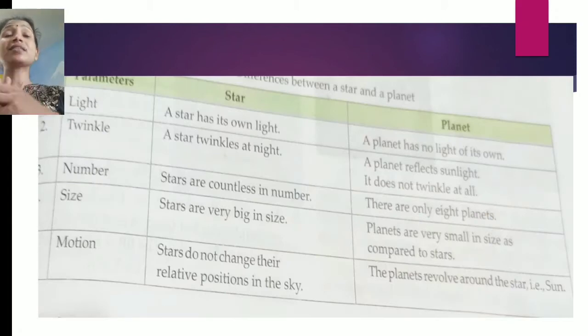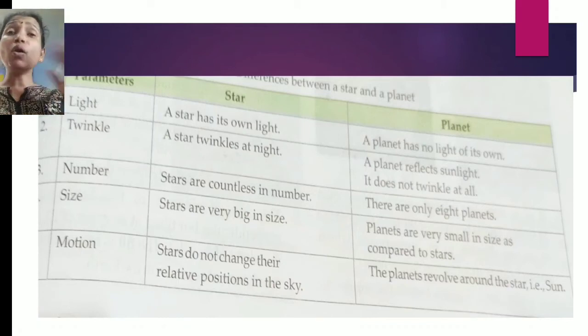Now we will discuss the difference between stars and planets. Stars in terms of light: stars have their own light, planets don't. Number: stars are countless in number, there is no limit to stars. There are only 8 planets in our solar system. Size: stars are very big in size.